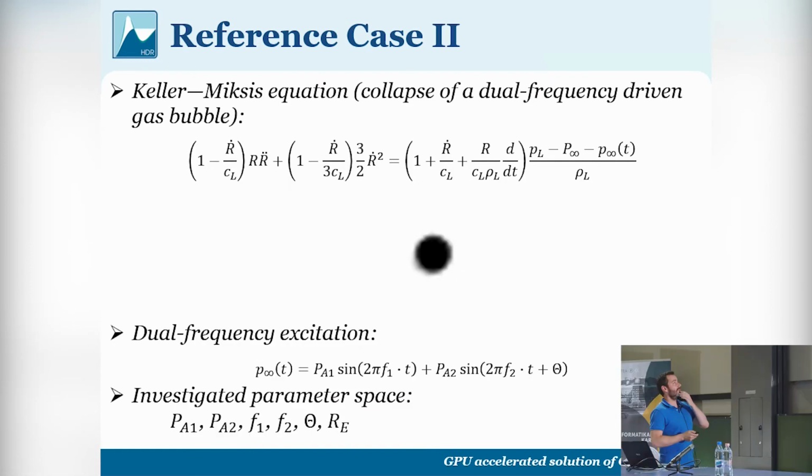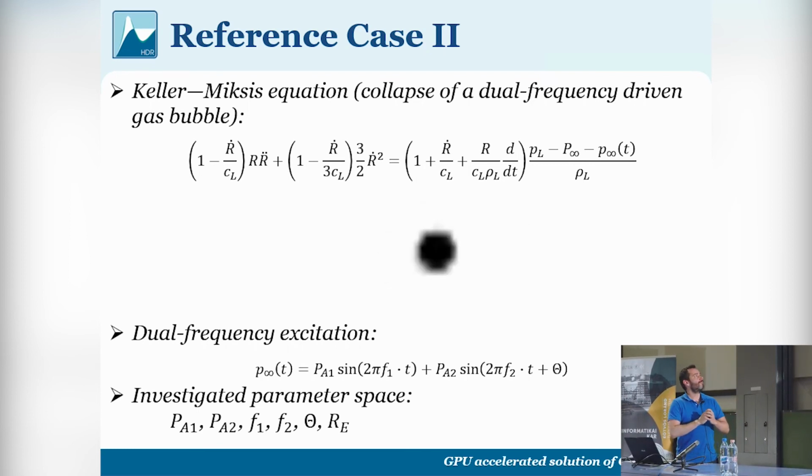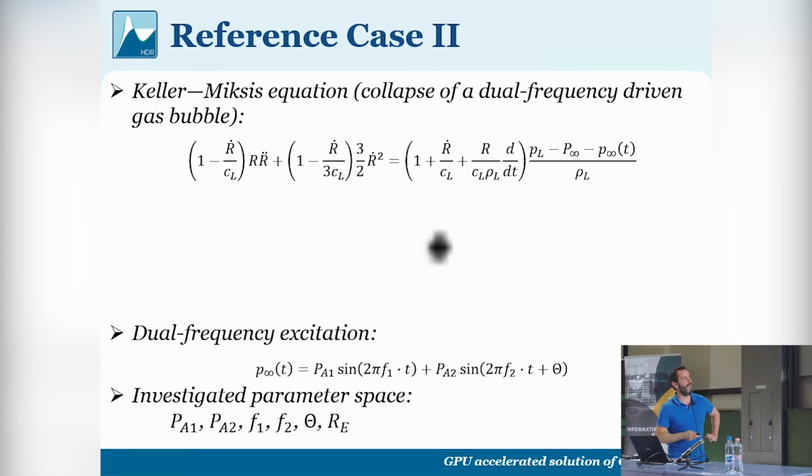Another example I would like to show you is related to the Keller-Miksis equation, which is a second-order ordinary differential equation, and it describes the radial pulsation of a single spherical bubble. It's very important in sonochemistry because at the contraction phase, the temperature inside can be as high as several thousands of degrees Kelvin, inducing chemical reactions.